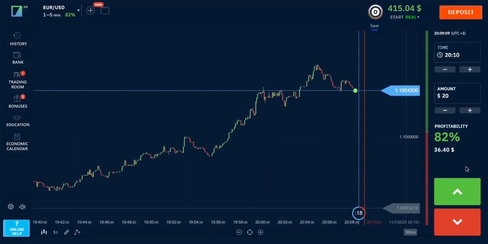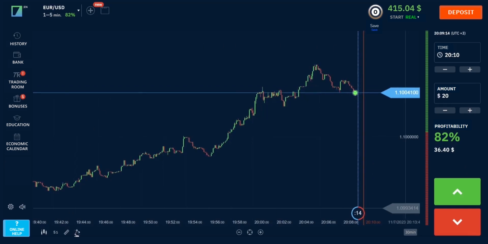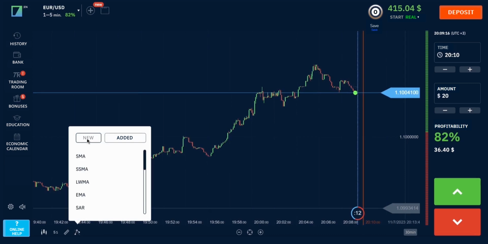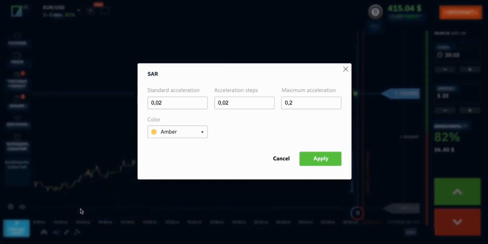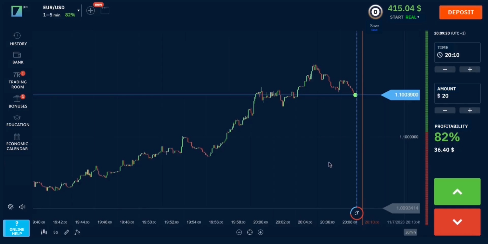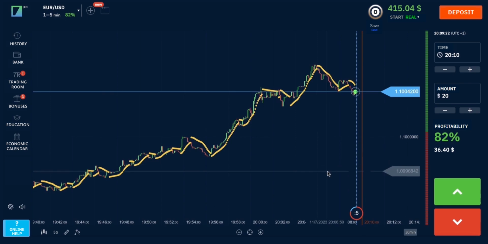Today, I'll introduce you to the SAR indicator, a straightforward and reliable technical analysis tool. SAR is a technical indicator used for trading in trending markets. SAR stands for Stop and Reverse, which literally describes the indicator's purpose.